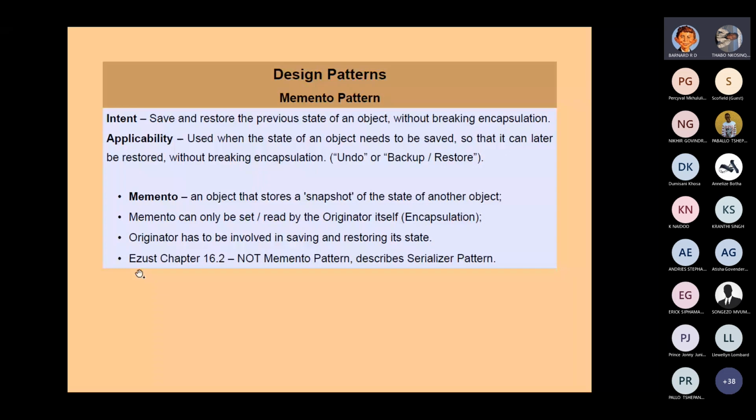Okay, then your prescribed book, chapter 16.2, please note what it's describing there is not the memento pattern. What it's actually describing is the serializer pattern. And please don't mix up the serializer and memento. They're two very different things. The memento pattern is specifically to store the state of an object without breaking encapsulation. The serializer pattern is basically to serialize or communicate the state of an object, but it breaks encapsulation, which is one of the weaknesses of the serializer. We'll look at the differences shortly, but don't mix them up.